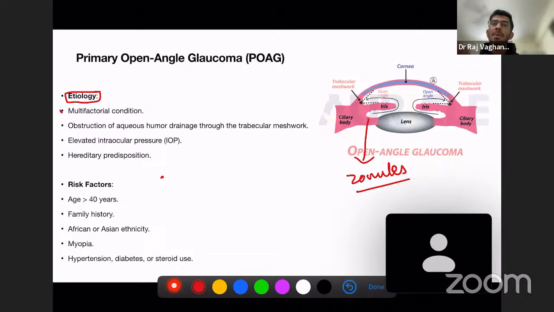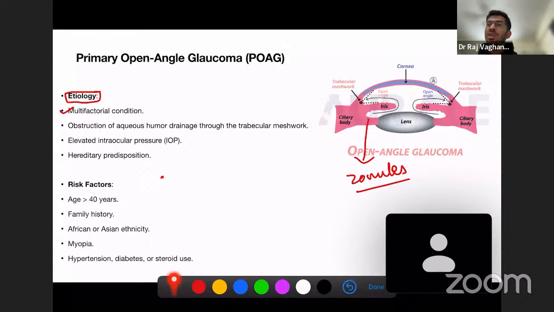Etiology, you will have a multifactorial condition. It is not like only one factor is responsible for causing open angle glaucoma. Multiple factors are responsible for causing this disease. Obstruction of aqueous humor drainage through the trabecular meshwork.